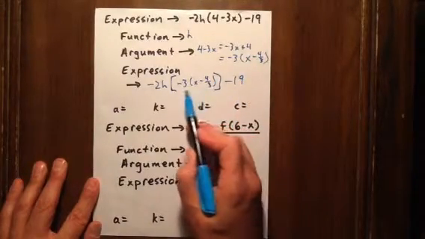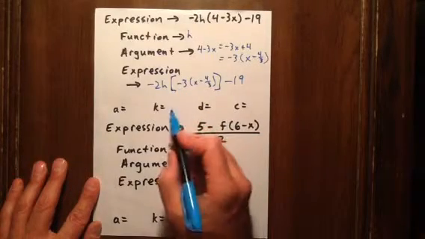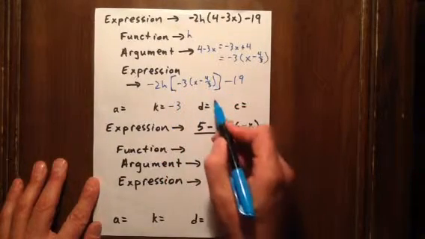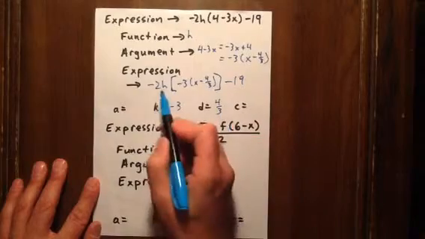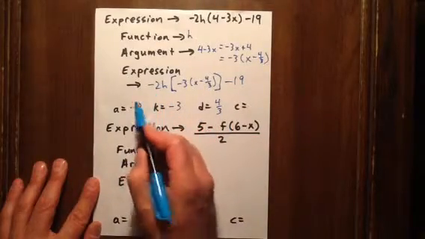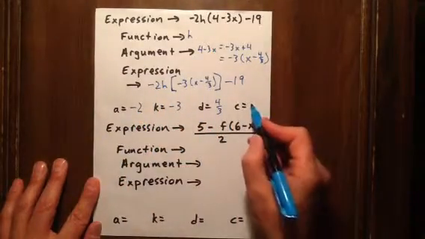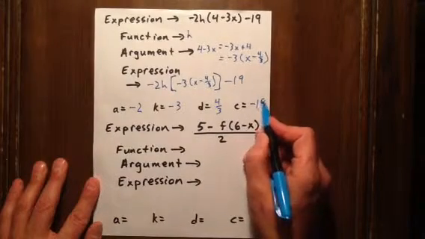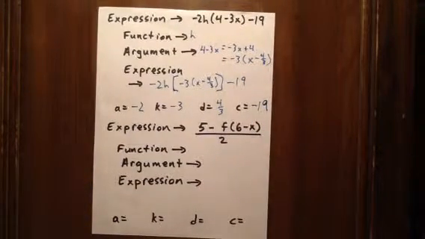This is the input of the function, what we call the argument. It gives us our k value of negative 3 and our d value of 4/3. We're multiplying our result by negative 2, that's our a value, and then we're adding negative 19, or in other words, subtracting 19 from the result. That's our c value. And last one here, this really causes people some headaches.